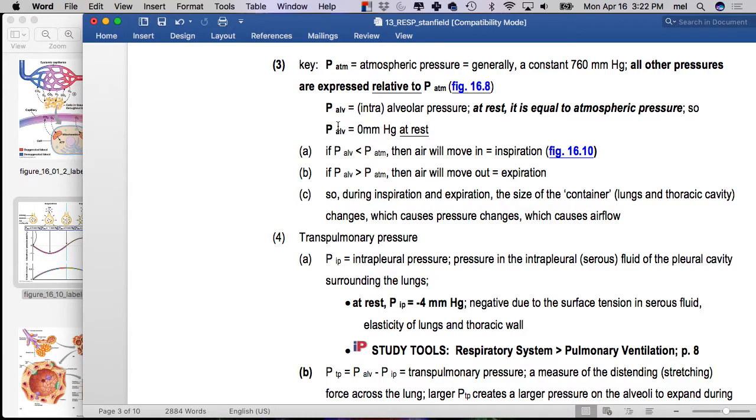So note to self, if alveolar pressure is less than atmospheric pressure, where is air going to move? In. Alveolar pressure is greater? Out. Exactly. Basically, all we are doing is squishing and stretching the container to change the pressure with reference to a constant pressure, right? So it's logical.